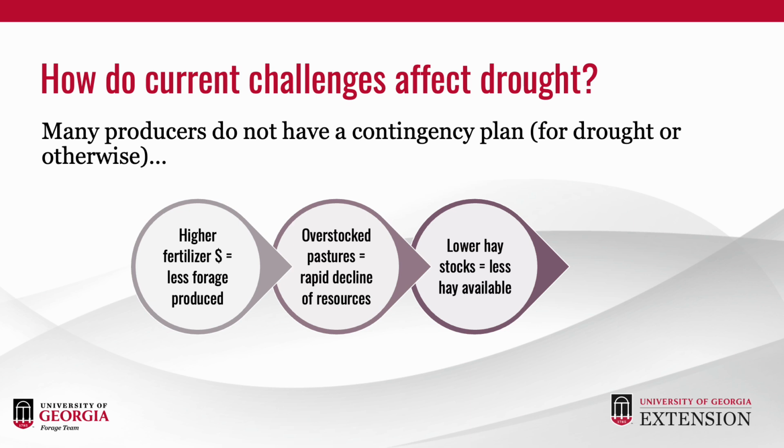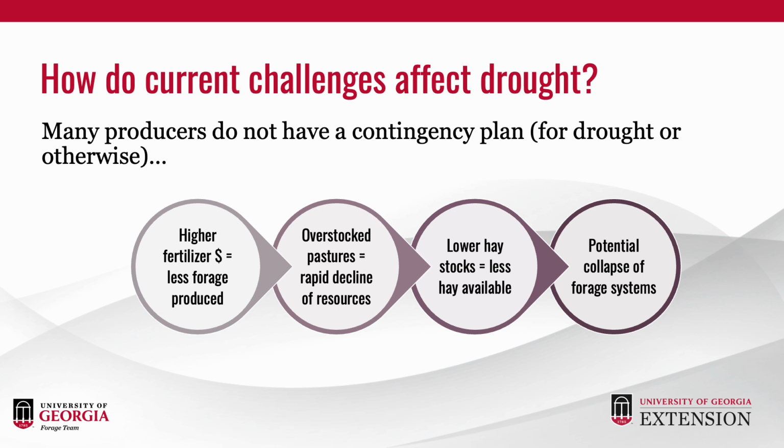Many producers are already feeding the hay that they had planned to save for this winter. And if the drought continues with the high fertilizer prices and the lack of rain, we're going to see less hay made from this point on in the season, which means later this fall and winter, there will be significantly less hay available.